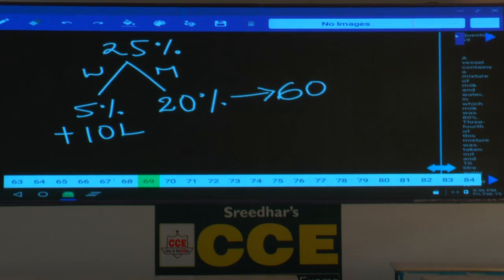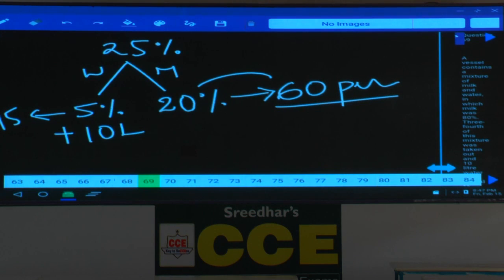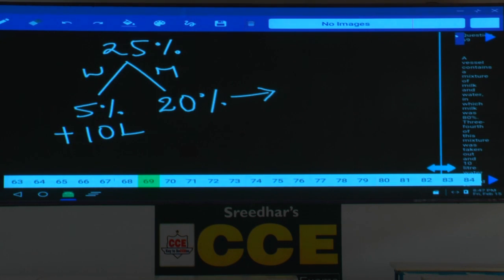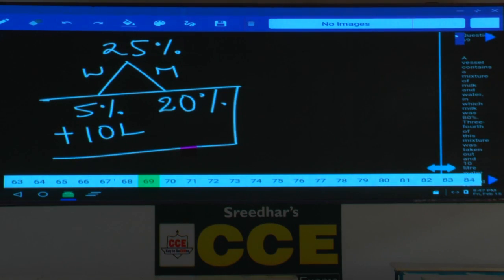Correct? 20% is equal to 60%. How many times? Then 5% becomes 15%. Correct? So now you have 60% and 15%. How much we got? 75. Then this must be equal to 25%. Yes or no? If 25% is equal to 10 liters, then this total quantity, 100%, must be equal to 40 liters.